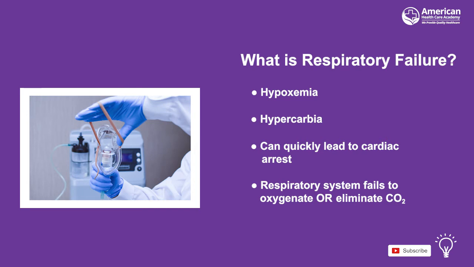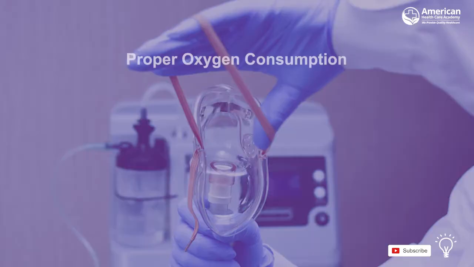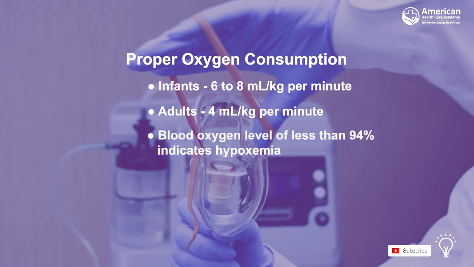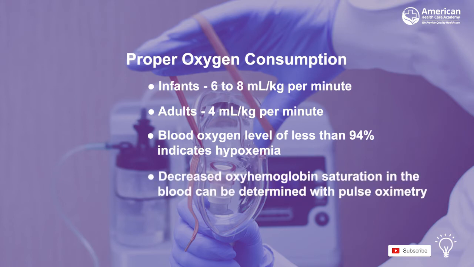Respiratory failure occurs when the respiratory system fails to oxygenate or eliminate carbon dioxide properly. Keep in mind, oxygen consumption in infants is 6 to 8 milliliters per kilogram per minute, while in adults, it's 4 milliliters per kilogram per minute. A blood oxygen level of less than 94% indicates hypoxemia. Tissue hypoxia can also cause hypoxemia, and decreased oxyhemoglobin saturation in the blood can be determined with pulse oximetry.